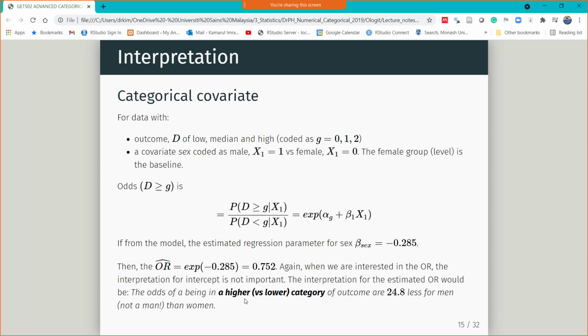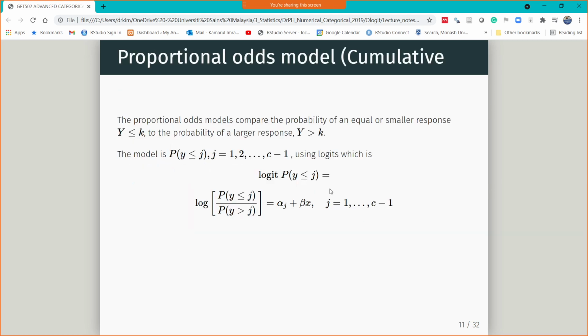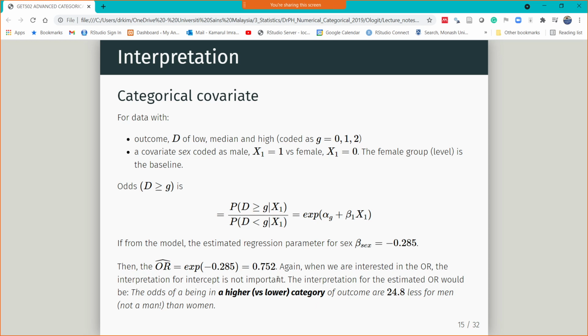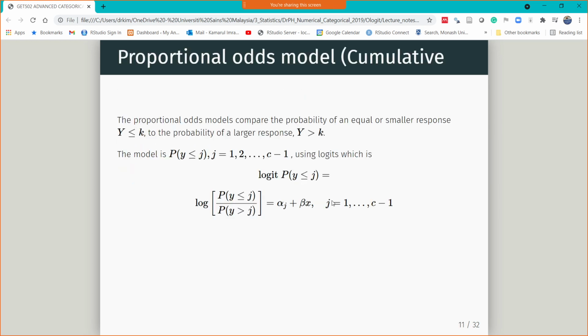Okay, because I think this example comes from Hosmer-Lemeshow, and Hosmer-Lemeshow use higher versus lower, whereas Kleinbaum use smaller versus bigger. Okay, so there are different ways of formulating it, and both of them are used.